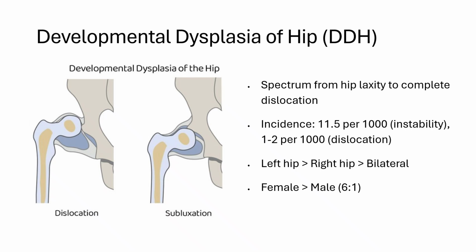The incidence numbers reveal important patterns for your clinical practice. Hip instability affects approximately 11.5 per 1,000 births, making it common enough that you'll encounter it regularly. However, true dislocation occurs in only 1 to 2 per 1,000 births, representing the severe end that requires immediate intervention. The left hip predominates over the right, with bilateral involvement being less common. The striking 6-to-1 female predominance reflects hormonal influences during fetal development. Understanding these epidemiological patterns helps you recognize that while DDH screening is universal, certain populations deserve particularly careful attention.